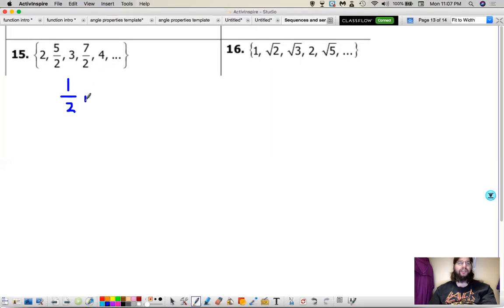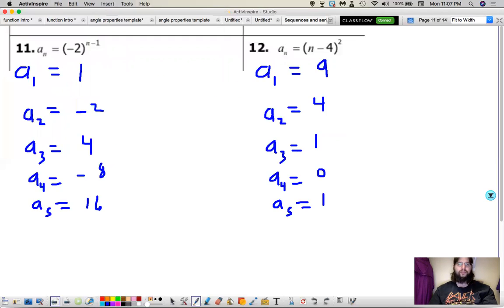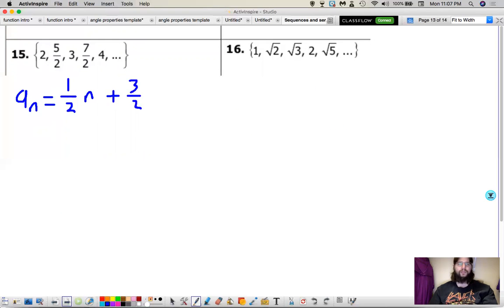A half times n. Now I need to get to my starting point. If I plug in 1, I get a half. I need to add another 3 halves in order to get to 2. This should work. Let's try it out. And again, you know, it should be a sub n equals on all of these. My bad. I was excited for the formulas. Then write the a sub n equals.